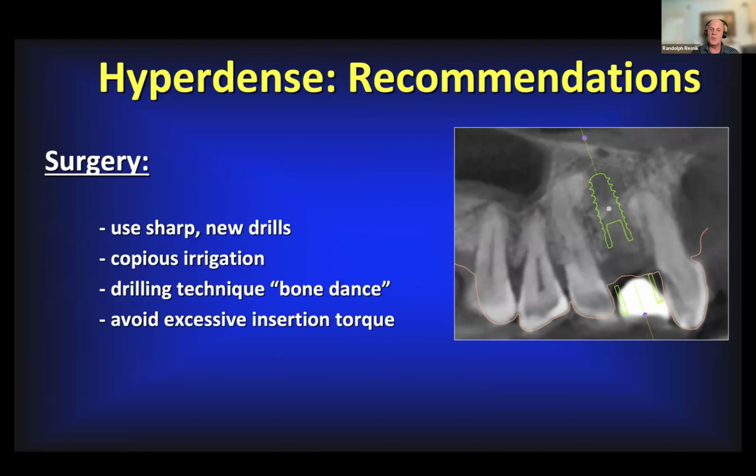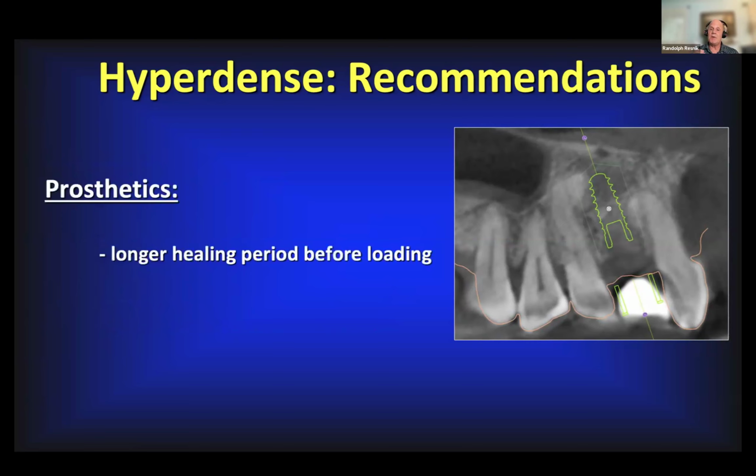What are we going to do surgery-wise? We're going to use, as I said, sharp new drills and copious irrigation. Also, when we perform the osteotomy, we're going to bone dance, drill in and out, to let that irrigation get down into the osteotomy site. And be very, very careful when you insert the implant that you don't have too high of an insertion torque, where you're going to get a pressure necrosis. And prosthetically, because that osteosclerotic area takes longer to heal, we're going to give it a lot longer to heal before we load it, or possibly progressively load it.